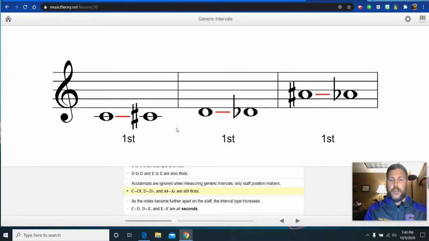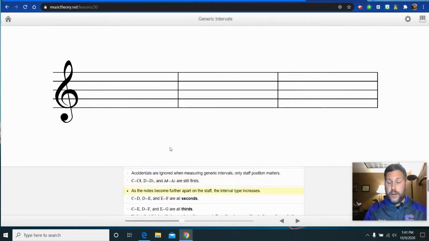And like I showed you before, it doesn't matter if it's sharp or flat. It can be a D to a D flat, a D to a D sharp, a D to a D double sharp. None of it matters. It's still a first as long as it's a D to a D, or a C to a C, or an A to an A. It doesn't matter. It's still a first, because we're talking about our generic intervals.